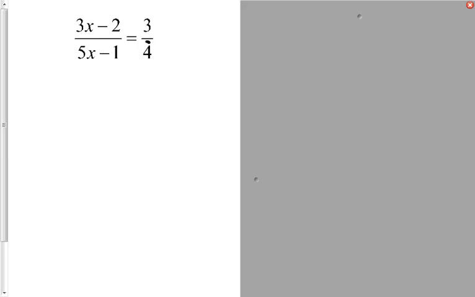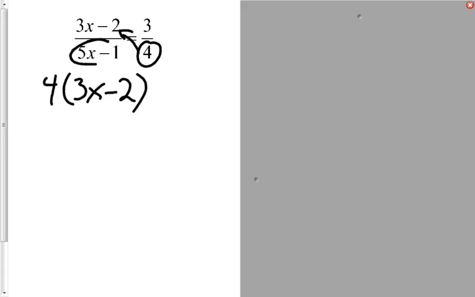So I would look at this 4, which is in the denominator of 3/4, and I would multiply that by the numerator 3x minus 2. So 4 times 3x minus 2. Likewise, I would multiply 5x minus 1 by 3. So 3 times 5x minus 1.